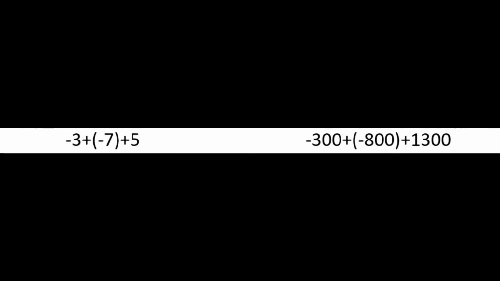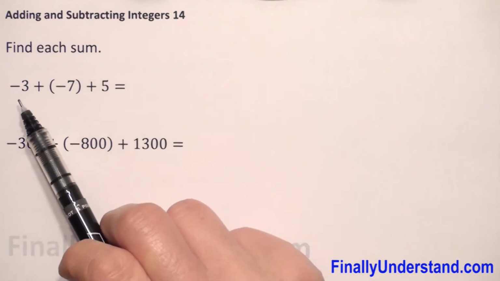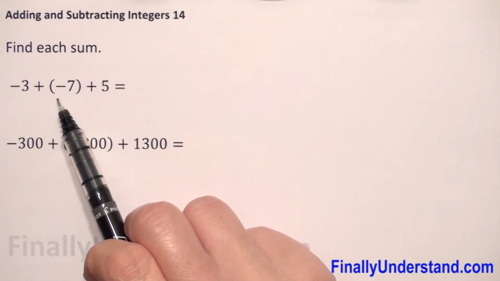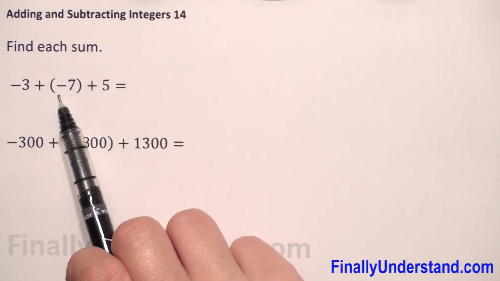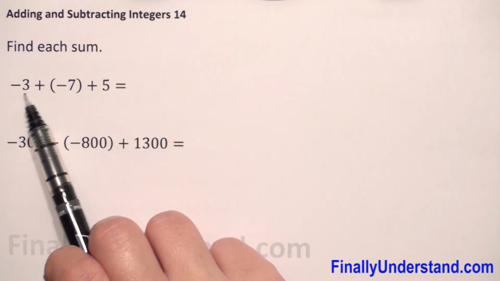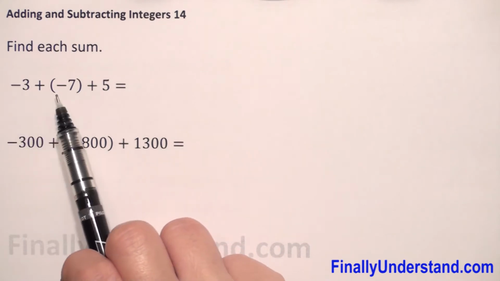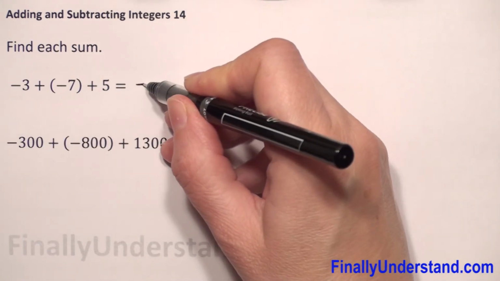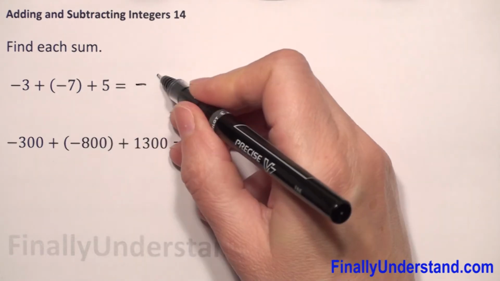We have to find the sum of integers with different signs. We have -3, -7, and 5. So we have -3 plus -7. Both integers are negative. When we have integers with the same sign, in this example negative, we copy this negative sign and we just add 3 and 7 in parentheses.